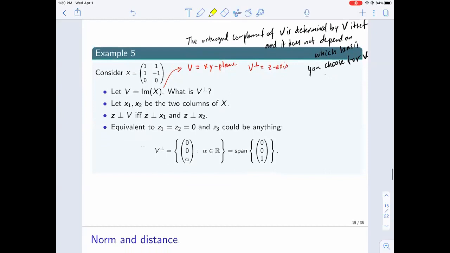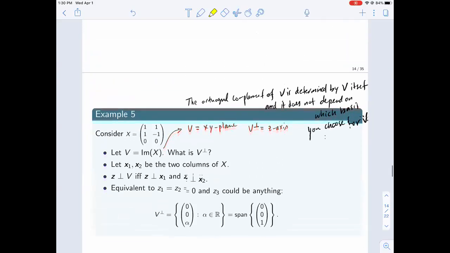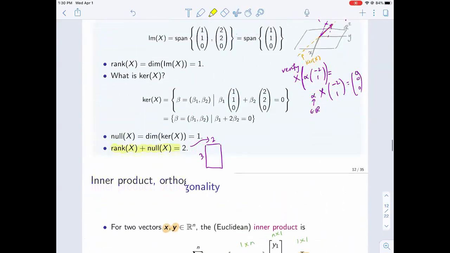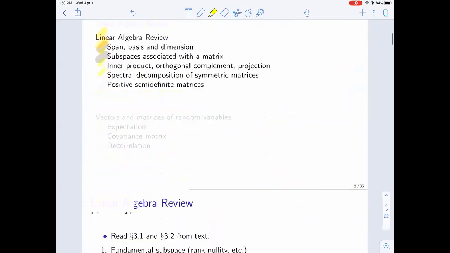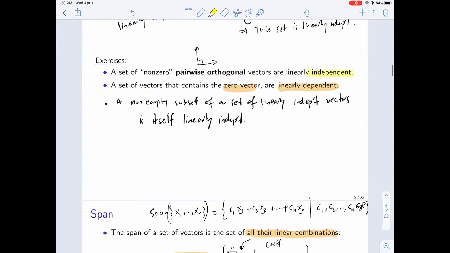Professor? Yes. Yesterday the TA was talking about non-zero pairwise orthogonal. Is that something we should know? Non-zero pairwise orthogonal. Yeah. It doesn't hurt if you know it. Okay. Can you explain what it is exactly? Because I didn't really understand it yesterday. So that's what I mentioned in this exercise. You remember that? I mentioned that a set of non-zero pairwise orthogonal vectors are linearly independent.